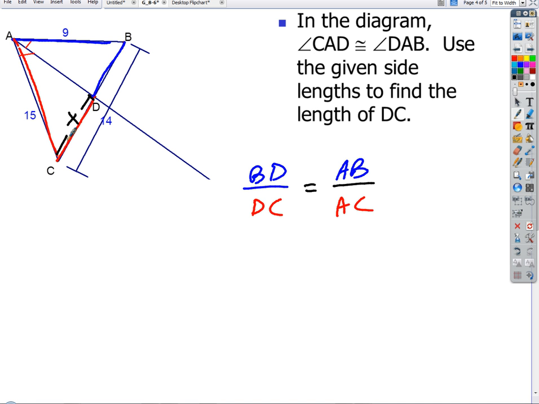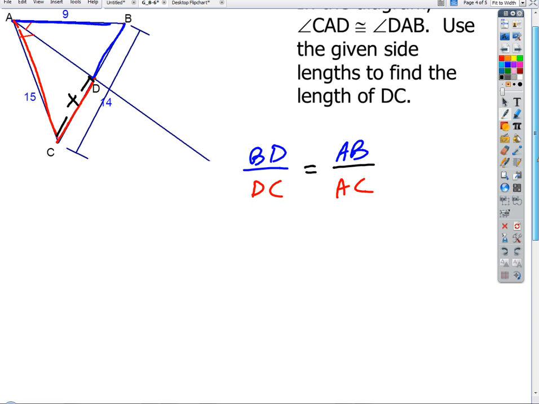Now 14 is the whole length of this side. BC is 14. How do you know that? Okay, now the angle is bisected. Just because the angle is bisected doesn't mean that the opposite side is. Let me show you an example of why that's true.